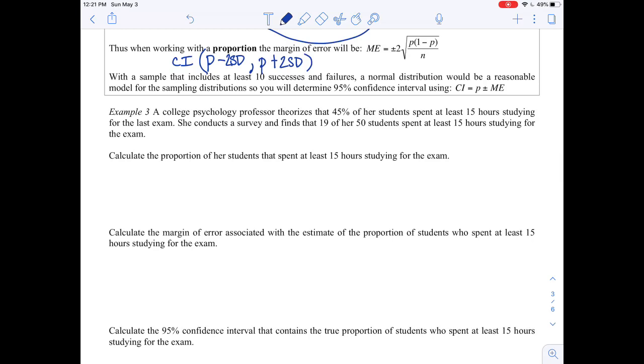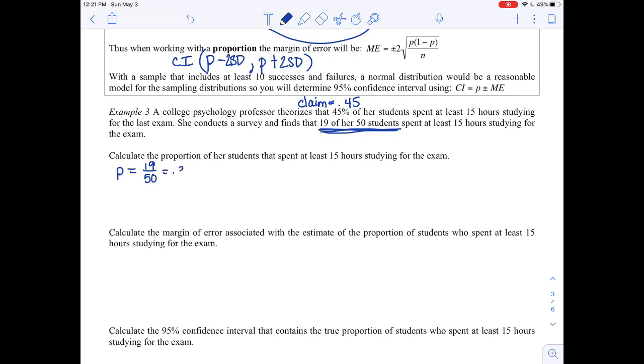Okay, a college psychology professor theorizes that 45% of her students spend at least 15 hours studying for her last exam. So this is her claim that we're going to be testing to see if it's normal or abnormal. Okay, so we'll come back to that 45% in just a second. She conducts a survey and finds 19 of her 50 students spend at least 15 hours studying for the exam. That's the proportion that we're going to be working with. That's what we're going to center everything around.